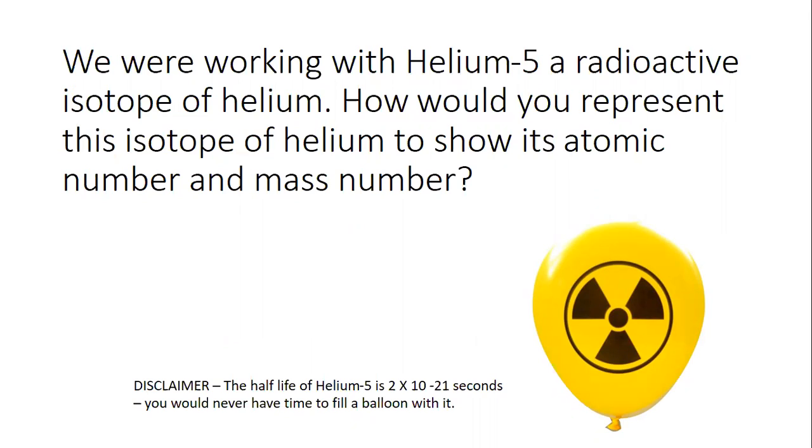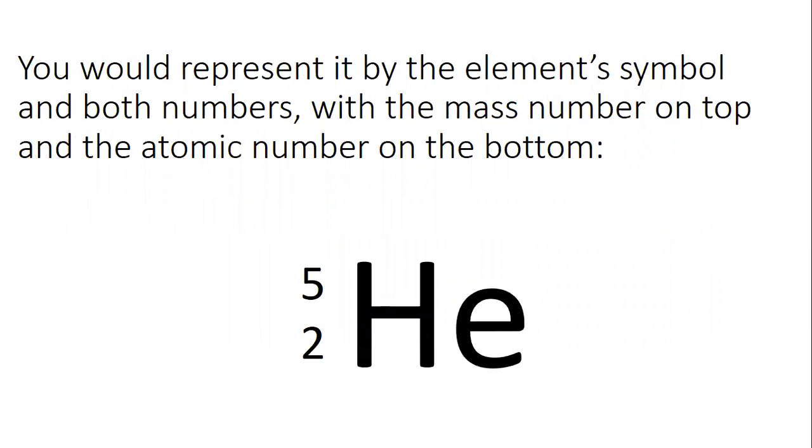Little disclaimer here. The half-life of helium-5 is 2 × 10 to the negative 21 seconds, which means it expires in far less than a second. You would never have time to fill a balloon with it. So back to the question, how would you represent this isotope of helium to show its atomic number and mass number? You would represent it by the element symbol and both numbers, with the mass number on top and the atomic number on the bottom.